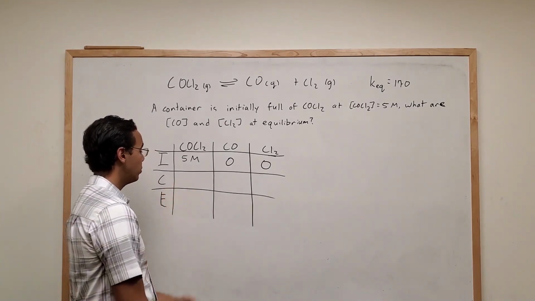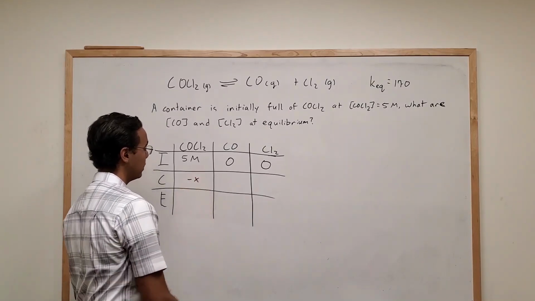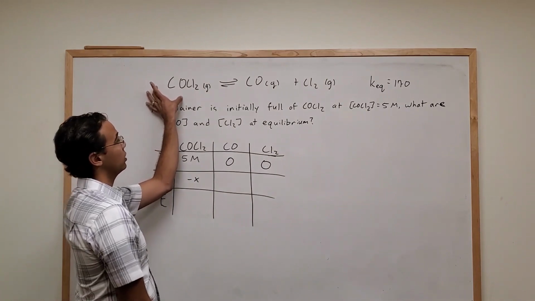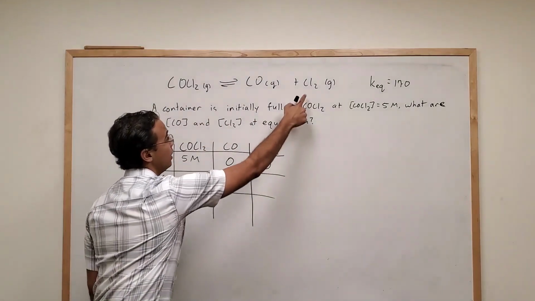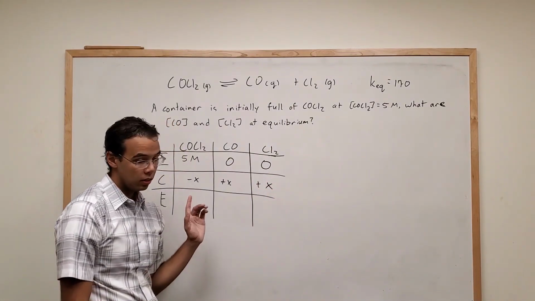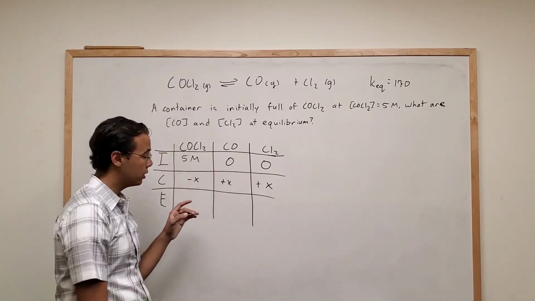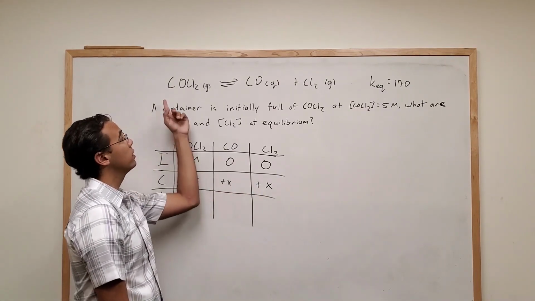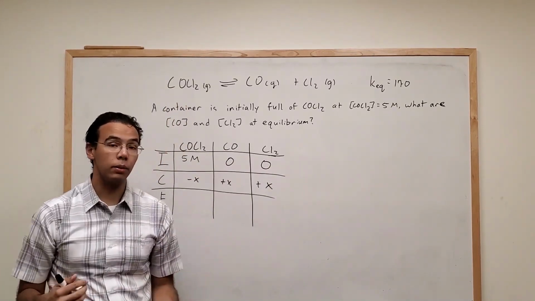For the change, we can say that the change in COCl2 is going to be negative X. Essentially what that means is for every 1 molecule of COCl2 which decomposes, you're going to have plus 1 molecule of carbon monoxide and plus 1 molecule of chlorine gas. So the coefficients in our reaction equation determine the coefficients in front of this X term. Here they're all 1. We'll do an example later where they're not all 1, they're actually all different numbers, and we'll see how that plays in.